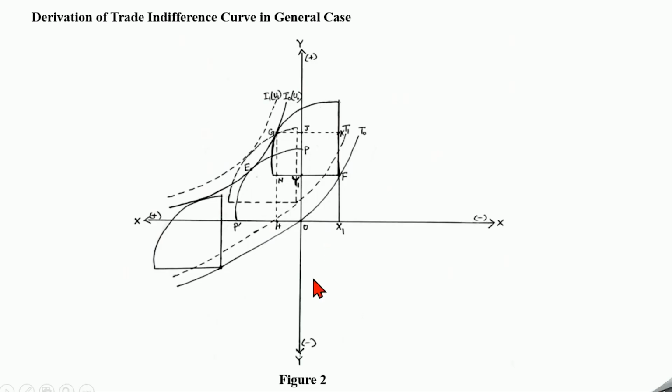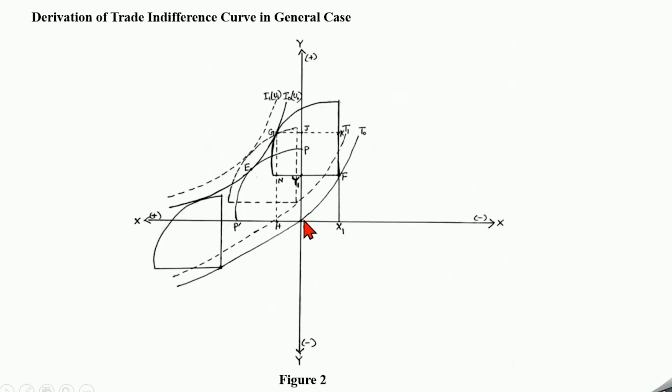For that, we look into this diagram. Here, from the origin O, we measure vertically in the upward direction positive quantities of commodity Y, and in the downward direction we measure negative quantities of commodity Y. Again, from origin O, we measure leftward positive quantities of commodity X, and in the rightward direction horizontally we measure negative quantities of commodity X. So in the second quadrant, we draw the community indifference curves I1, I2, and so on, representing social welfare levels U1, U2, and so on.